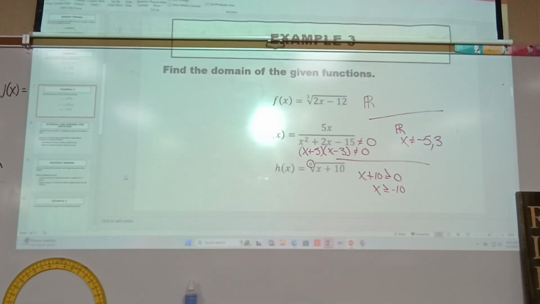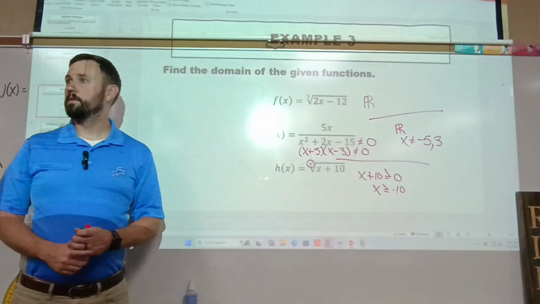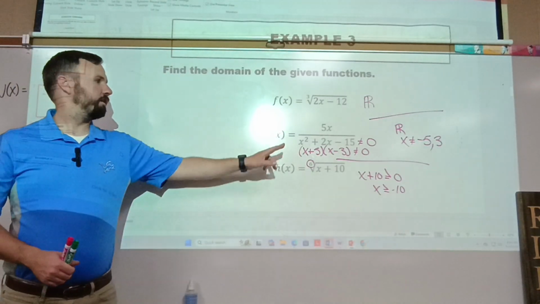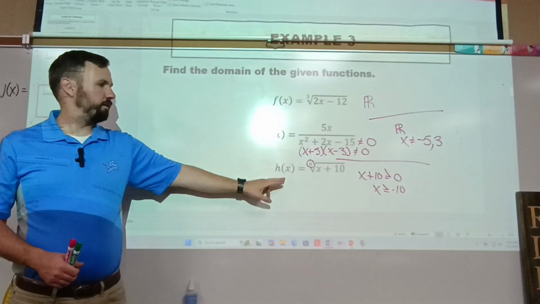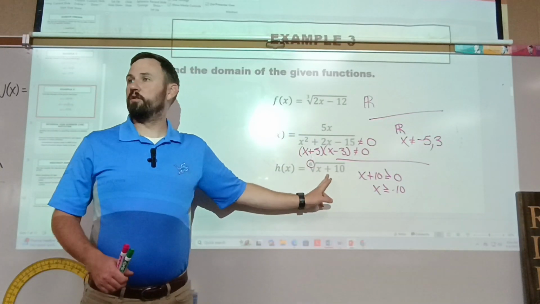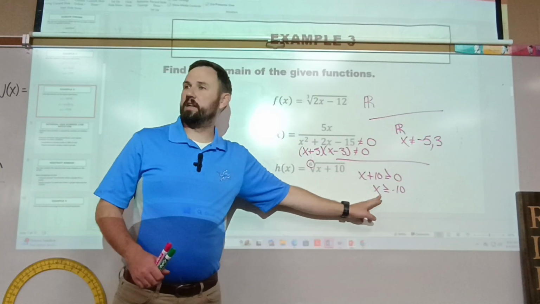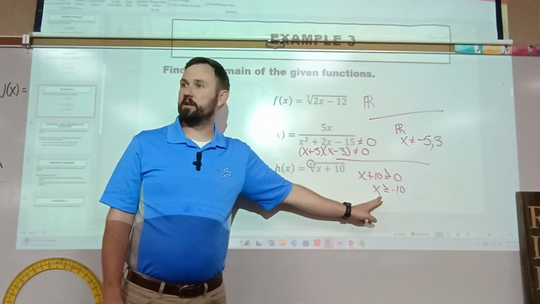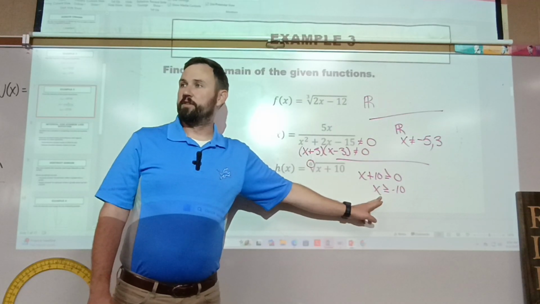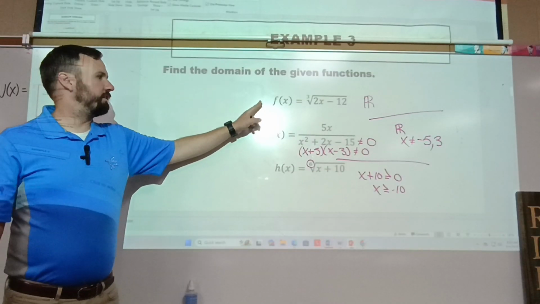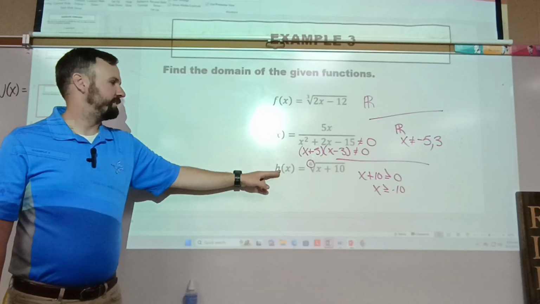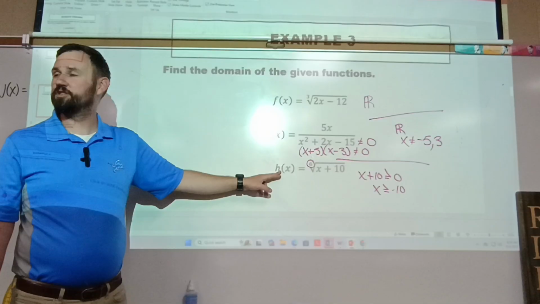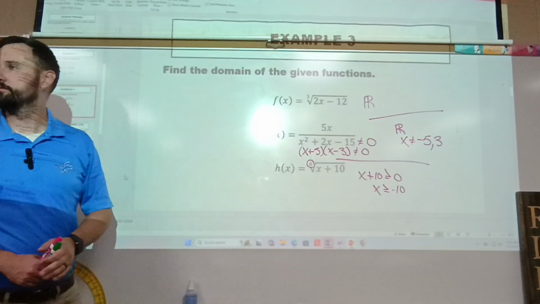Questions on that? 3 cases. It's all real numbers. Set the bottom equal to 0, greater than or equal to 0. If it's a square root or an even power root, it's always greater than or equal to 0 because you can't have a negative in there. 3 cases. Regular, a fraction, a square root. Square roots are always greater than or equal to 0.